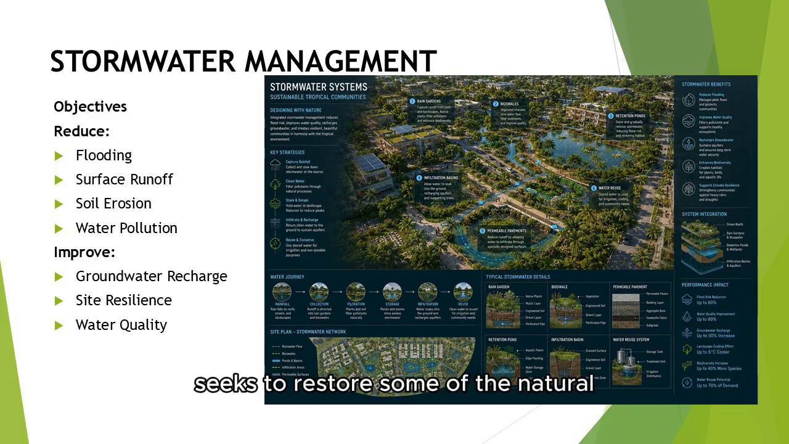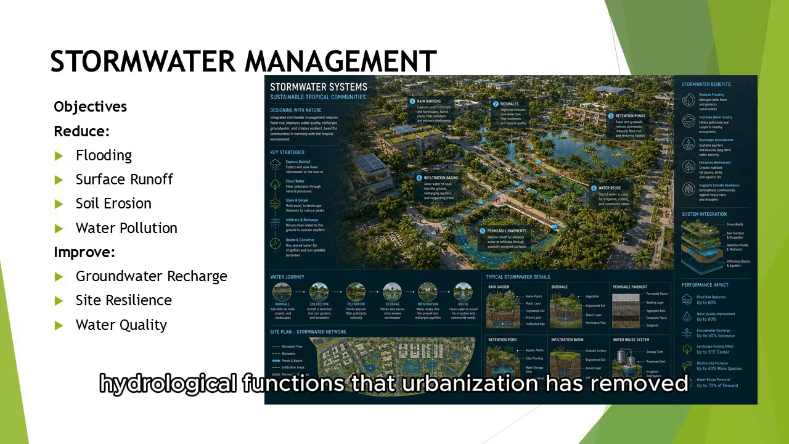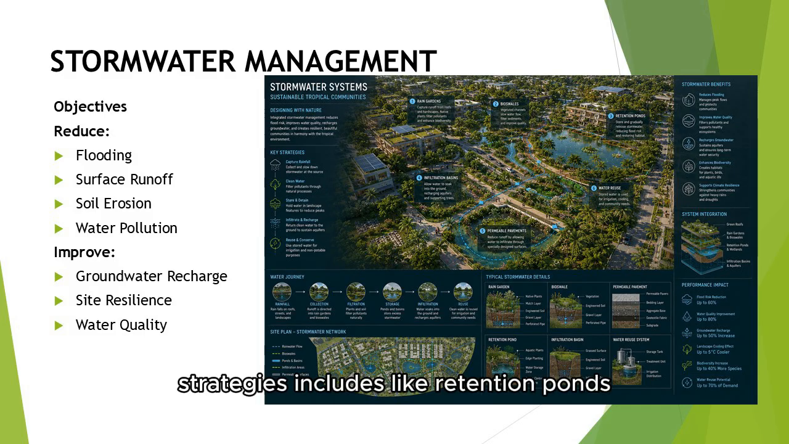Stormwater management seeks to restore some of the natural hydrological functions that urbanization has removed. Strategies include retention ponds, detention basins, bioswales, rain gardens, and infiltration trenches.